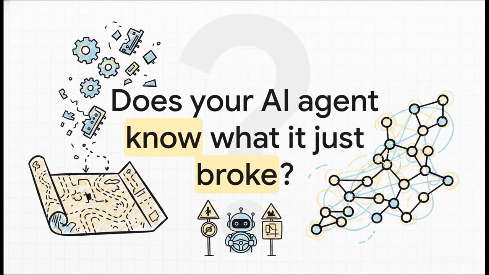I want to leave you with this final provocative thought. Ask yourself honestly, right now, if your AI agent executes a command in your architecture today, does it actually know what it just broke? If the answer is no, well, then you don't just have an AI problem, you have a context problem. It is officially time to put away the 1995 paper map and start building your living, dynamic context graph.